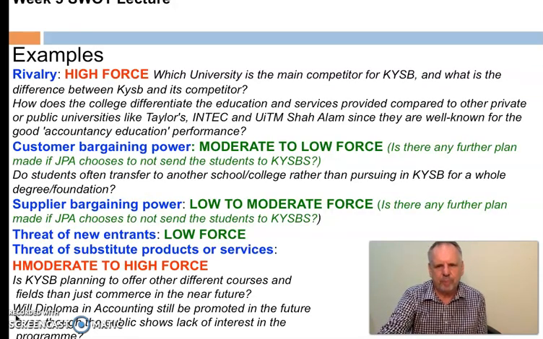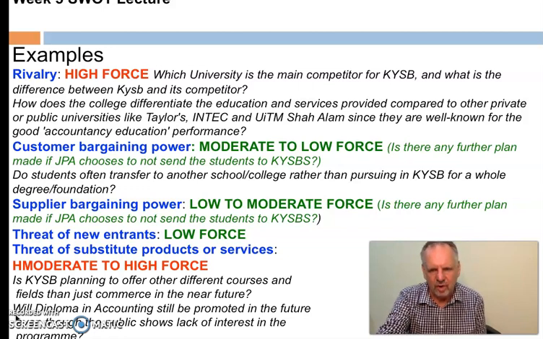So if it was a Porter's model, which it's not, but if it were, we would say that rivalry and substitute products and services were high force. These are threats, okay? So we would describe these in the SWOT grid as threats. The other things, they would either be opportunities or not threats, at least.